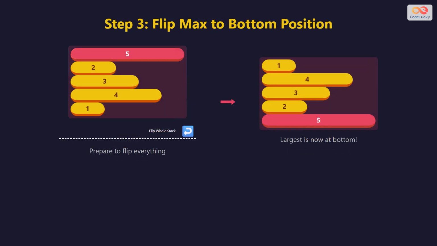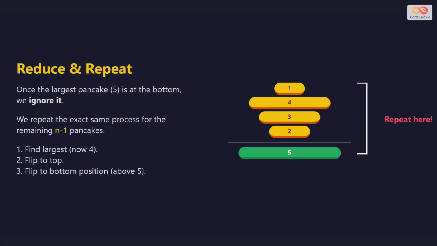Now that the largest pancake is at the top, we can flip the entire unsorted stack. This sends our largest pancake all the way to the bottom, which is exactly where it belongs. We have now successfully placed the largest pancake. We can now ignore it and focus on the remaining pancakes above it.